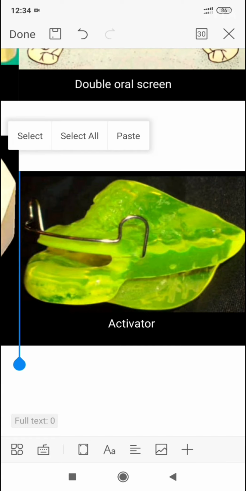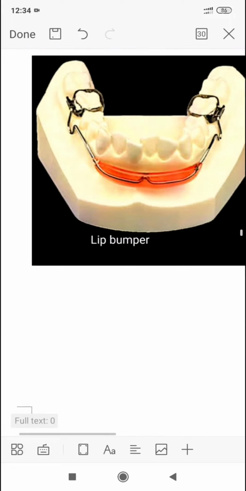It's of two types, H and V. So this appliance, for the first week, is used for 2 hours during the daytime as well as while sleeping, and in the second week, 3 hours during the daytime and during sleep it's used.